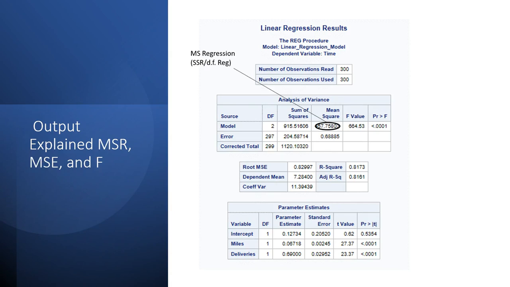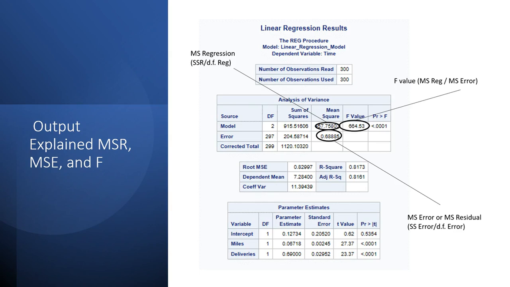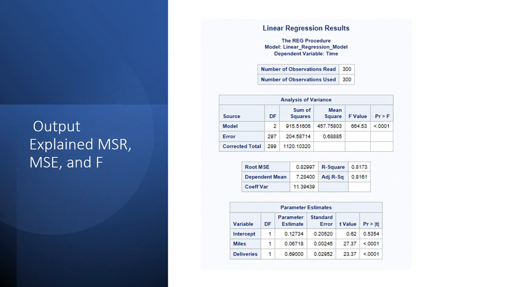Then you can also look at your mean squares, which is your sum of squares divided by your degrees of freedom regression or model. And then you have your mean squares error, sometimes called your MS residual. So that's going to take your sum of squares error divided by your degrees of freedom error. And then you get your F value by taking your mean squared model divided by your mean squared error, just as you've done before with a previous ANOVA table.